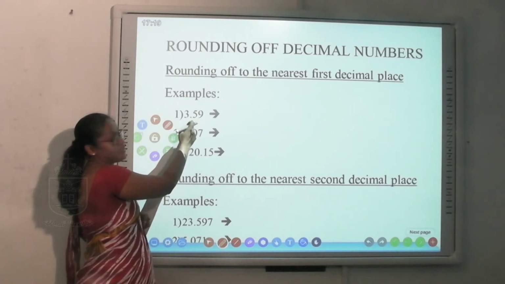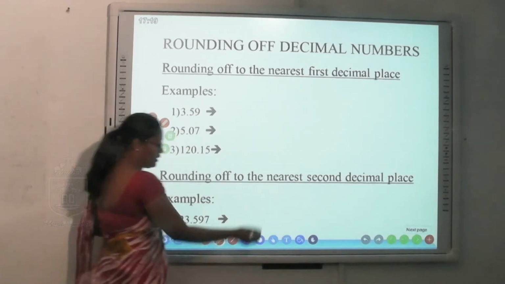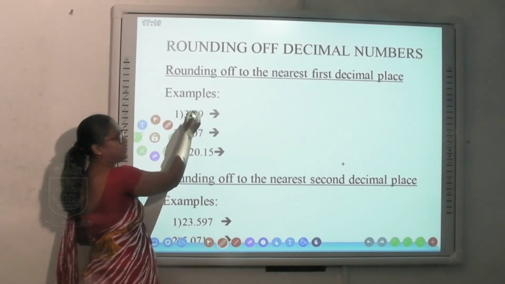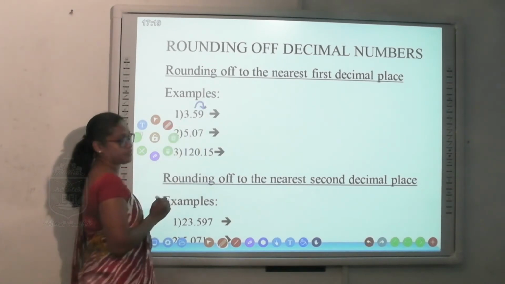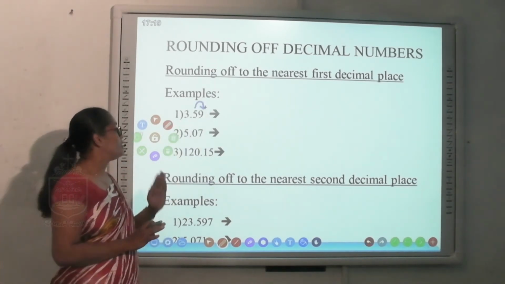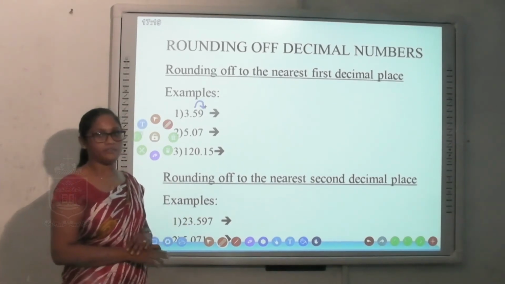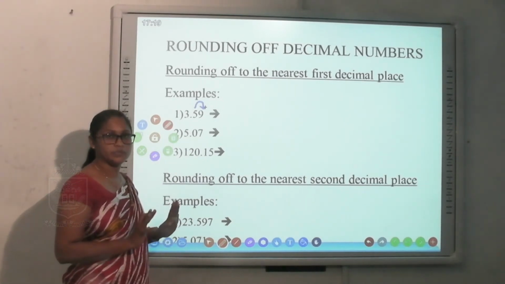So in this case, what we should do is find the first decimal place and then look at the second decimal place, right? Same procedure. If the number in the second decimal place is 5 or greater than 5, you should add 1 to the first decimal place, otherwise we don't add, right?